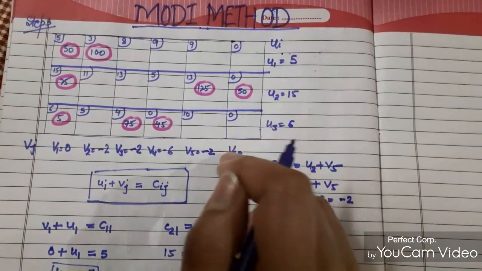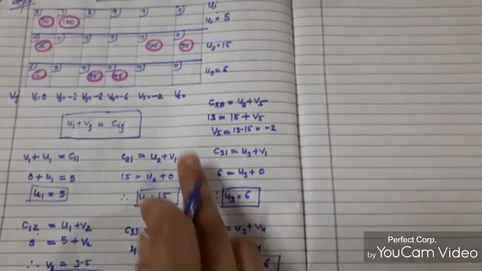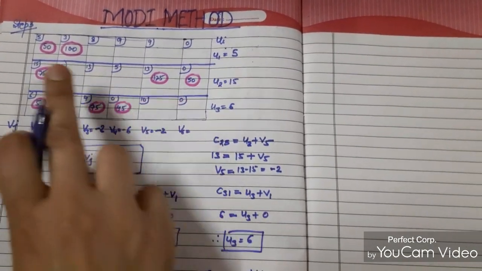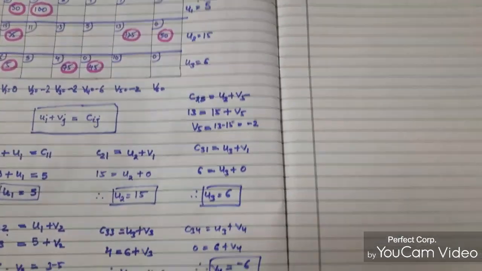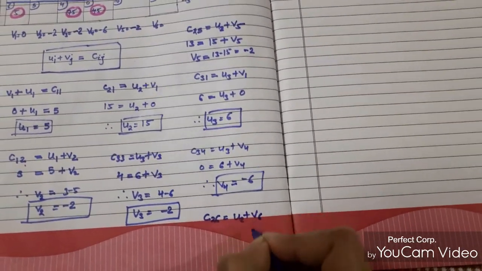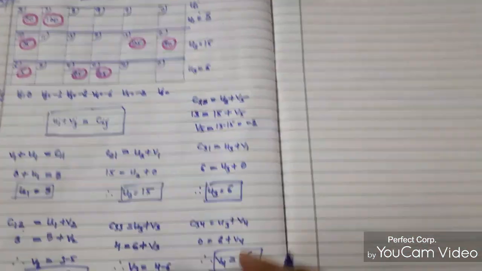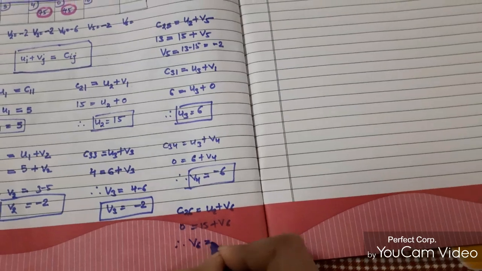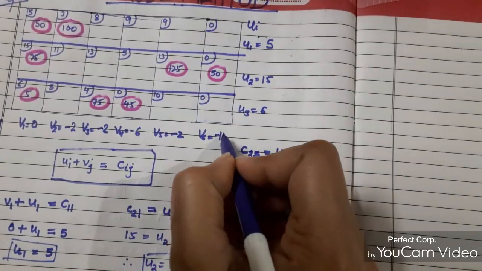Now we have to calculate the value of v6. For v6 we have this cell. Which cell is this? This is second row and sixth column, right? 1, 2, 3, 4, 5, 6. So second row, sixth column. So C26 is equal to u2 plus v6. The cost of C26 is 0 and the value of u2 is 15, plus v6. Therefore v6 is equal to minus 15. So we will write this value here, minus 15.